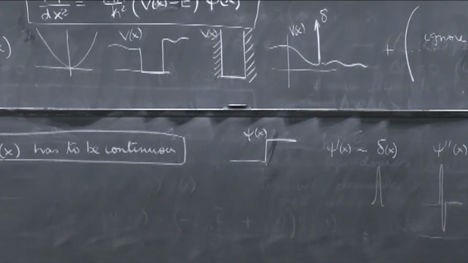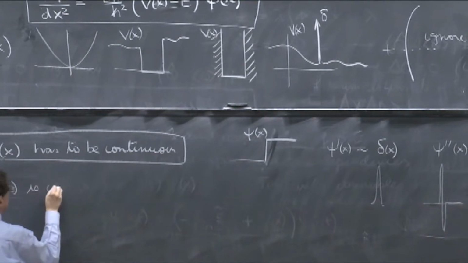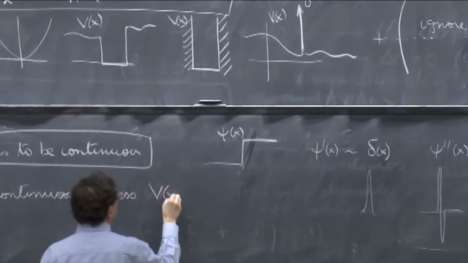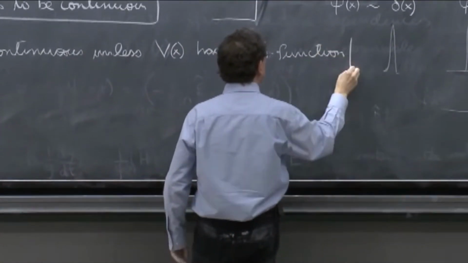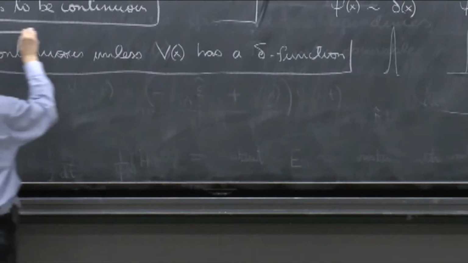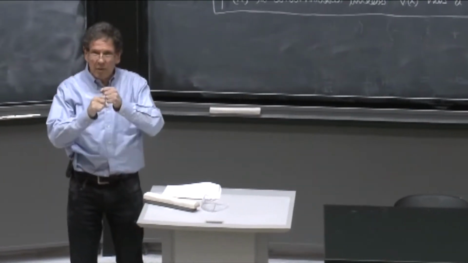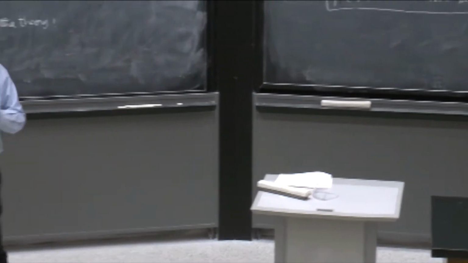There are other ways to argue this. I might put them in the notes, but I'll leave it like that. Now, how about the next case? Psi prime of x is continuous unless V of x has a delta function. Potentials with delta functions are interesting. We will consider them. Delta function potentials can be attractive or repulsive, and they're quite interesting. So I claim now that psi prime of x also has to be continuous.